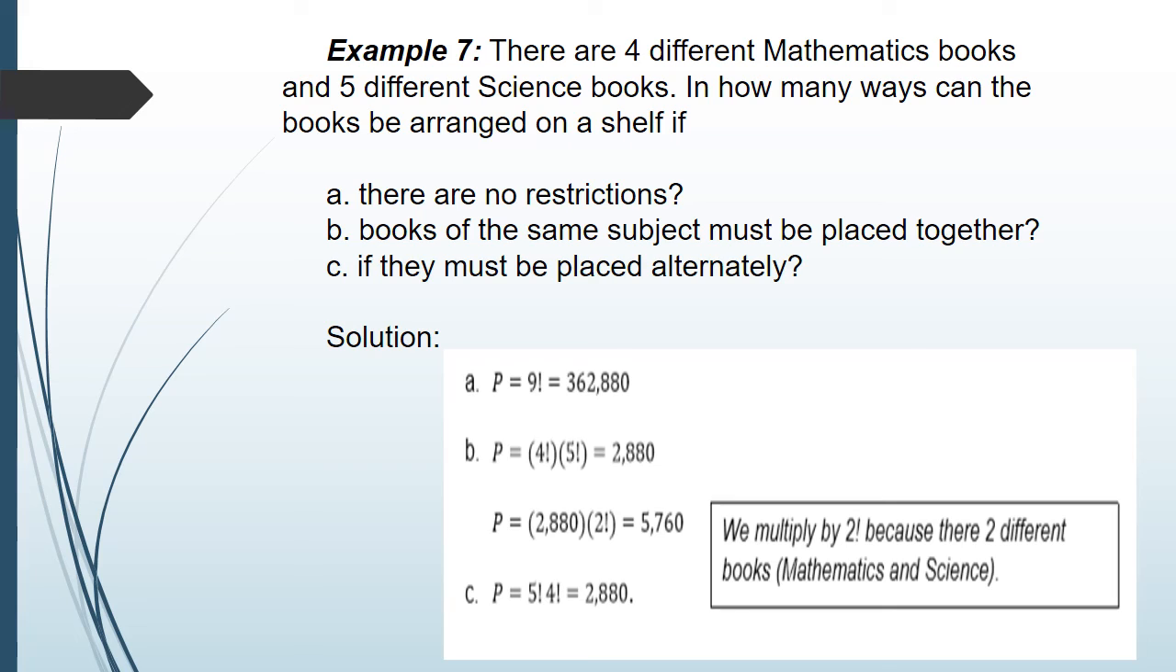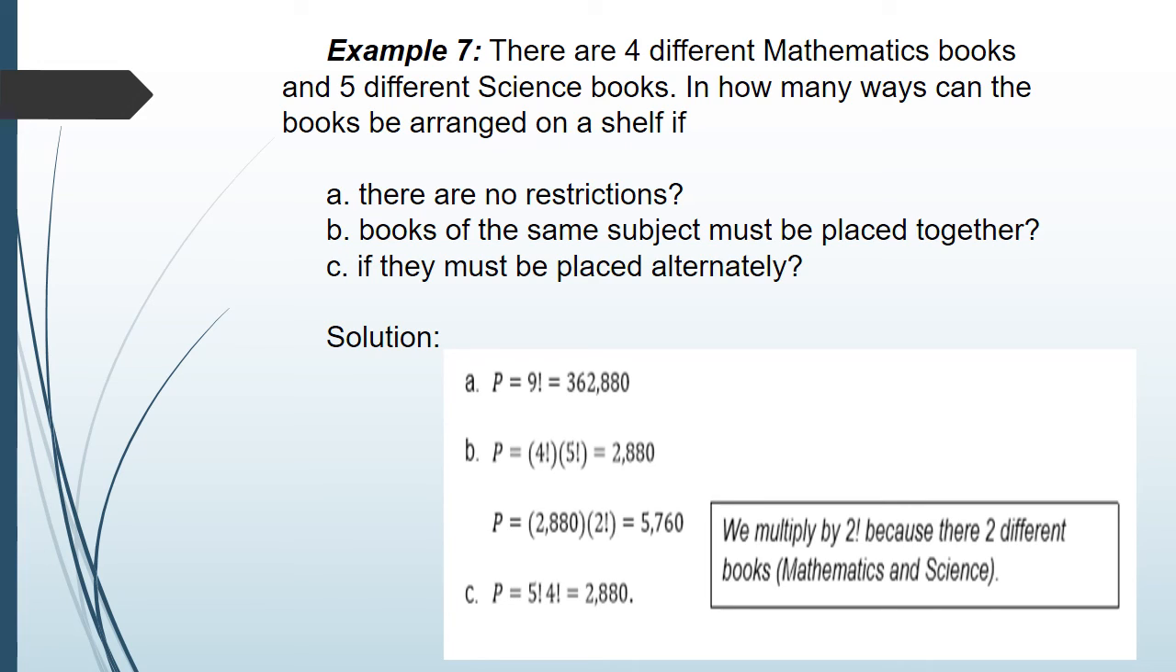Example 7. There are 4 different mathematics books and 5 different science books. In how many ways can the books be arranged on a shelf if A. There are no restrictions. B. Books of the same subject must be placed together. C. If they must be placed alternately.